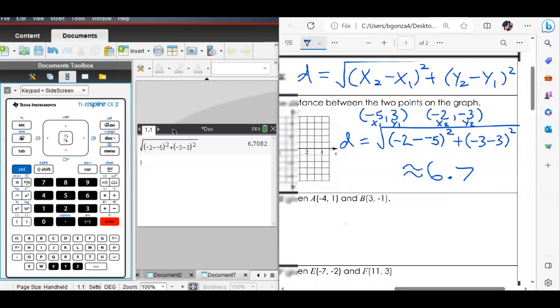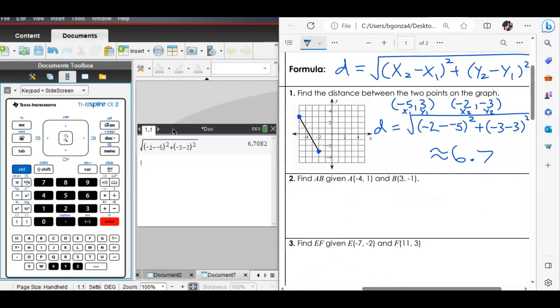Now, can we do the same thing on number 2? This time there's no graph, but they give us the points. So that's a little easier. We don't have to write down the points. Again, make sure you know which one's x1, which one's y1, all that good stuff. So let's write it down. Letter D for distance equals square root.